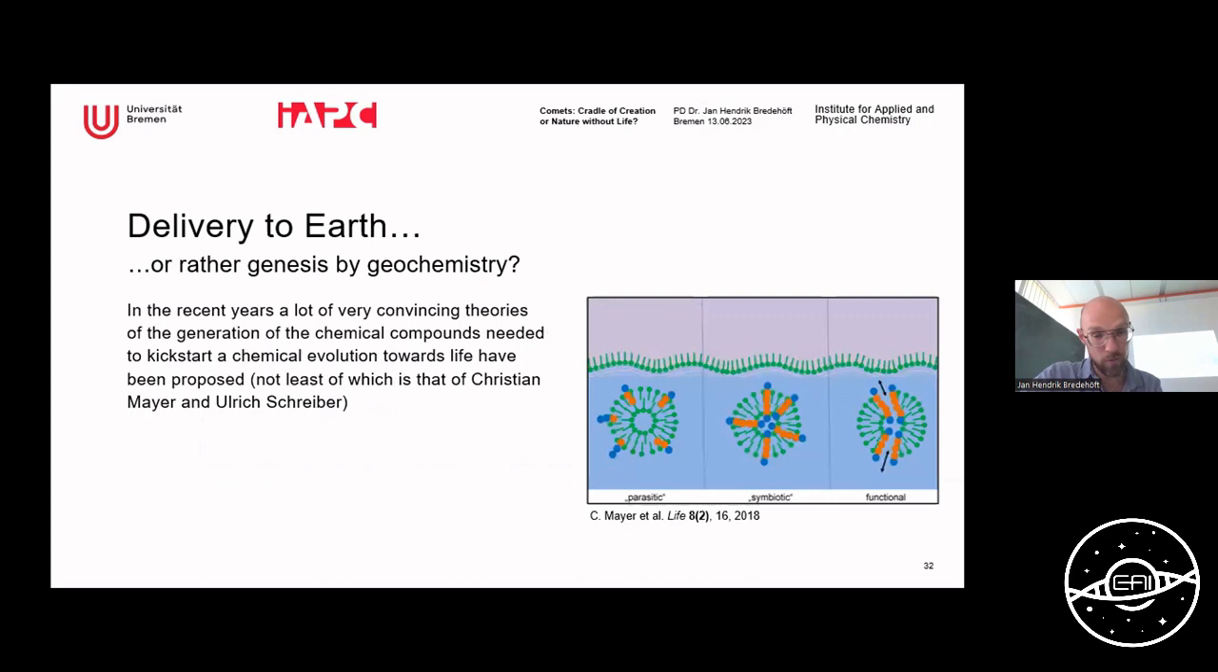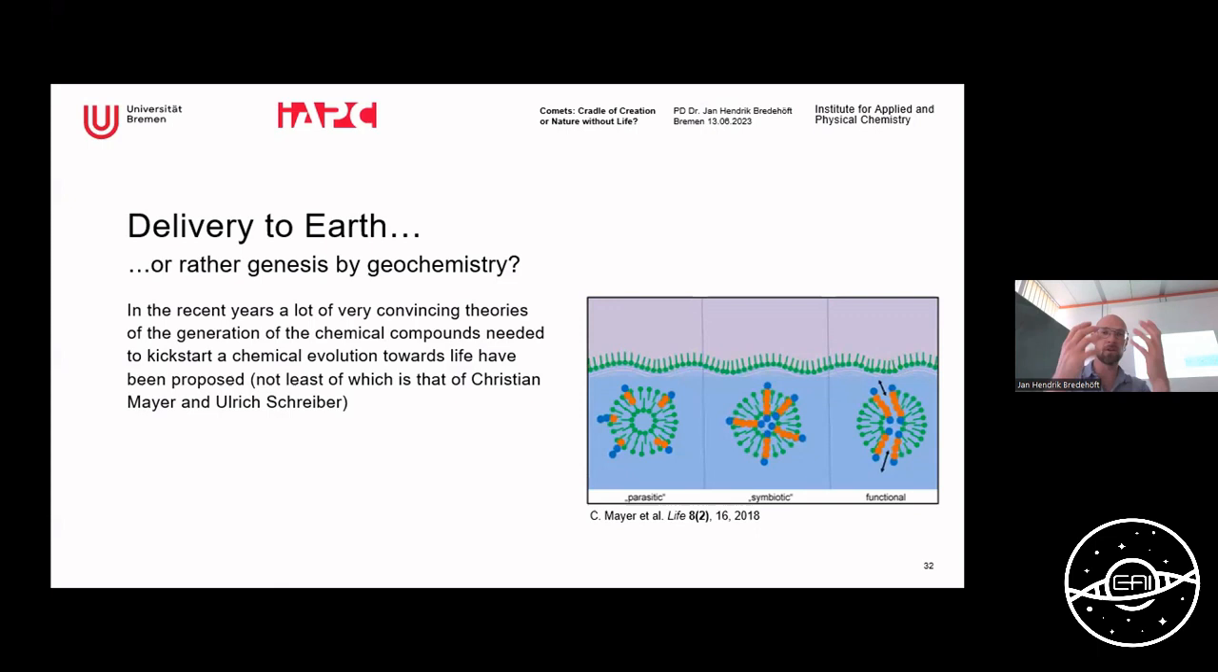Also, in recent years, a lot of very convincing and clever theories have been proposed on the generation of the chemical compounds that are needed to start first life. I've picked this picture here from a paper by Christian Meyer and Uli Schreiber. This is one of the clever models that really changed our view about how fast chemical evolution can happen. As I said earlier, in the 50s, 60s, 70s, everyone assumed that 100 million years between the last sterilization events and the first fossils is much too short a time to fit all the chemical evolution, start of life, and the first biological evolution into that.